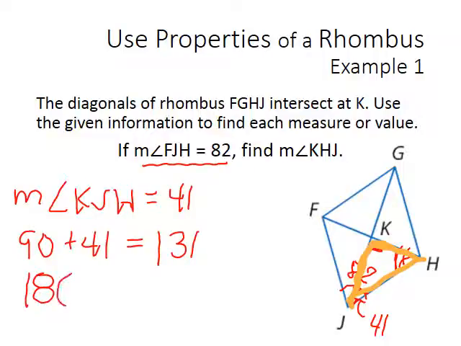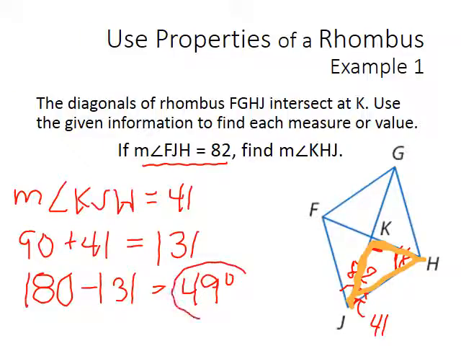So if we just subtract our 131, we should have our remaining angle, KHJ. 180 minus 131 gives us 49 degrees. So the missing angle KHJ that we were asked to find, that is 49 degrees. And again, you can double check by adding up those three angles, making sure they get us to 180.